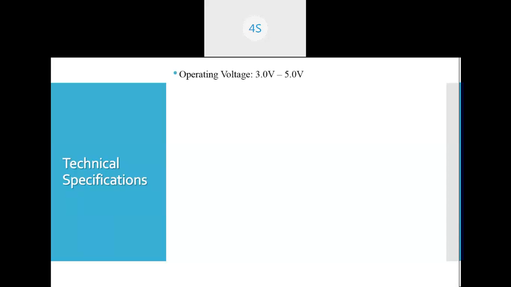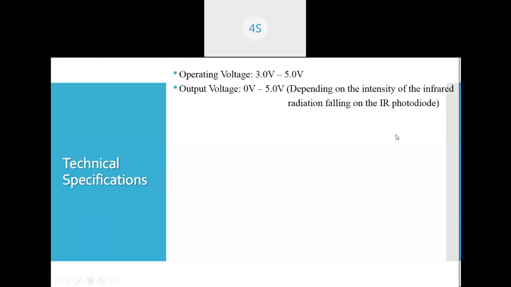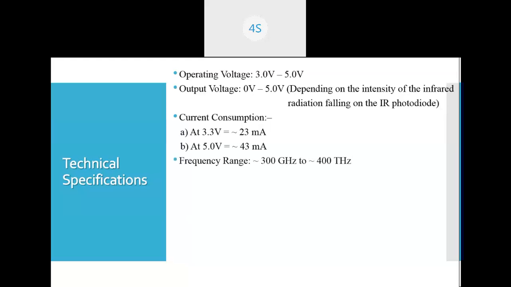Technical specification of an IR sensor. Its operating voltage is 3 volt to 5 volt. The output voltage is 0 volt to 5 volt depending on the intensity of the IR falling on the IR photodiode. The current consumption at 3 volt is approximately 23 milliampere, and at 5 volts, it's approximately 43 milliampere. The frequency range is approximately 300 gigahertz to approximately 400 terahertz. The infrared wavelength mainly used is approximately 850 nanometers to approximately 50 micrometers.